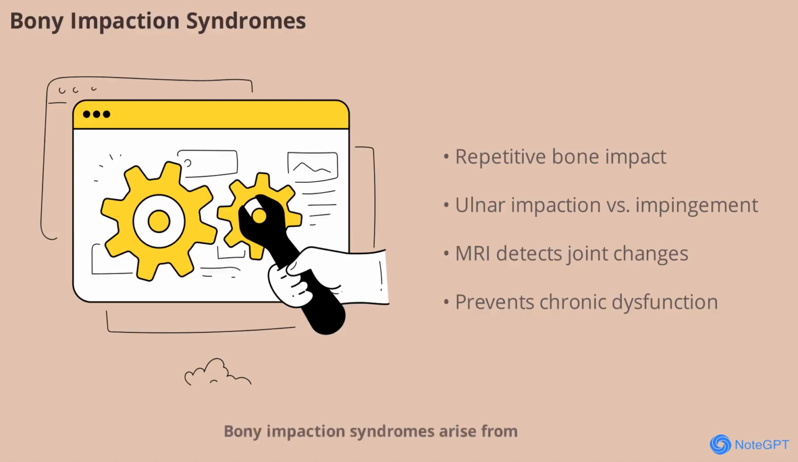Impaction syndromes arise from repetitive impact between adjacent wrist bones, leading to pain and degenerative changes. Ulnar impaction syndrome is common when the ulna extends beyond the radius, increasing joint load and causing damage to the lunate and triquetrum. Ulnar impingement, in contrast, occurs with a short ulna, creating painful contact with the distal radius.